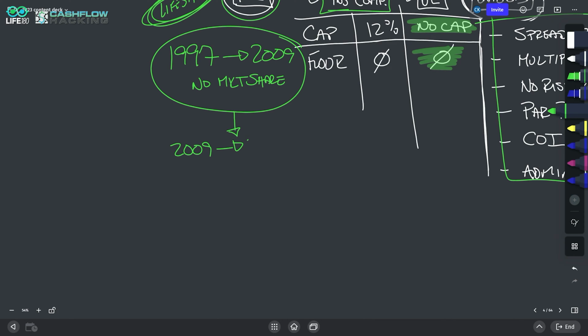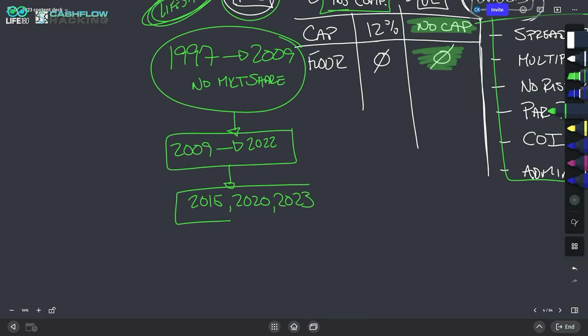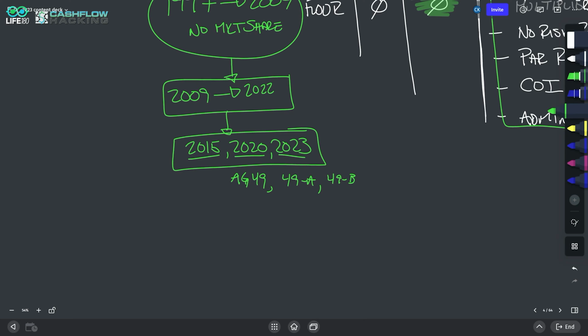So from 2009 to 2022, which was last year, if you just look at the numbers here, these products performed worse and worse and worse every single year. Regulation change had to happen three times, in 2015, 2020, and 2023, to change the way that agents were able to illustrate, with Regulation AG 49, 49A, and then 49B. So why would insurance regulators update these rules? They were trying to rein in the outlandish illustration numbers that were being run that made IULs look so appealing.